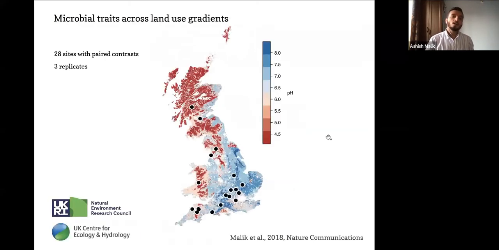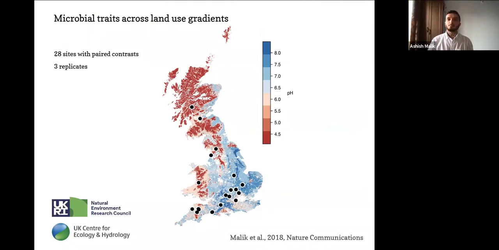So now I'm going to show two examples of how we applied this trait-based framework. First, in the context of UK, this is a nice study which was part of a bigger project which was funded by NERC Soil Security Program, and I became part of this bigger project and did some nice analyses of microbial traits along land use gradients.